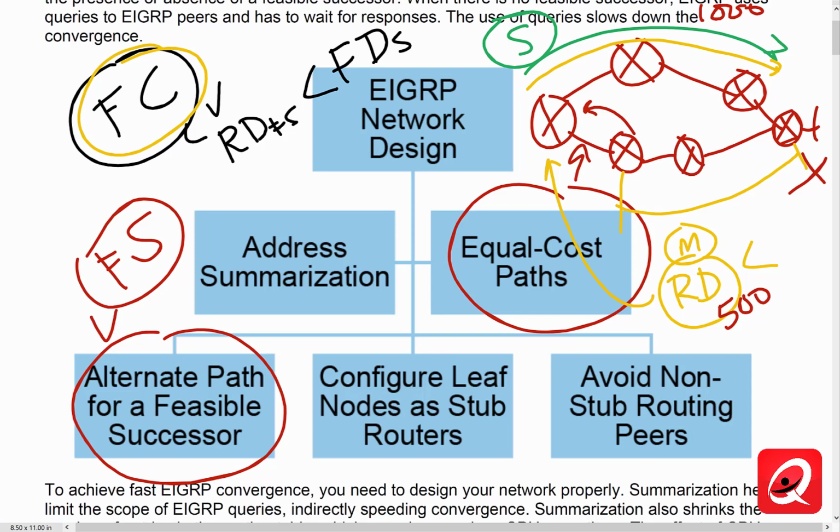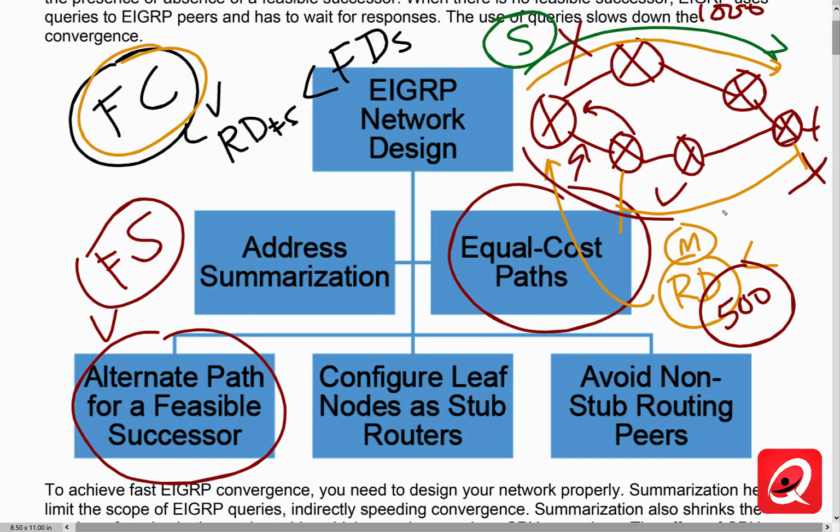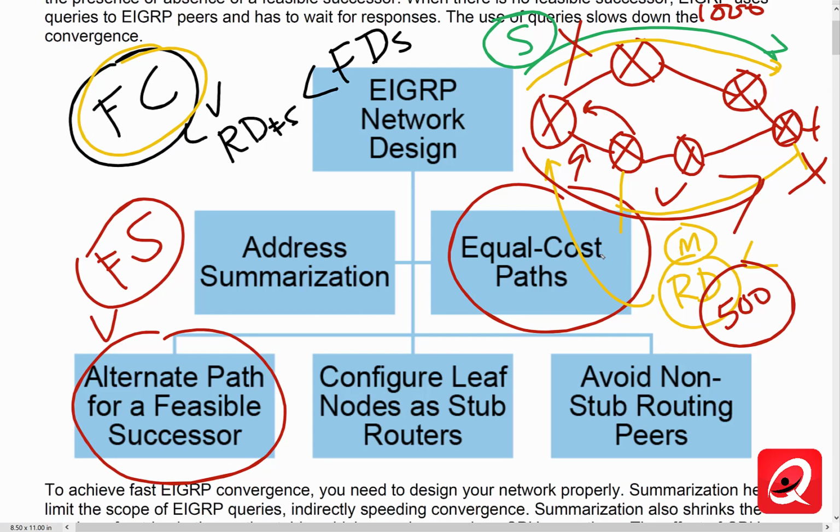Well, I wouldn't say that. The neighbor's feasible distance to the destination. Okay? So you can see why this is an important concept to understand. Now, you might not always meet this requirement, right? In this case, we do meet this requirement. So this path is a feasible successor. If the top path fails, we immediately start routing over the bottom path without having to do any kind of calculation.